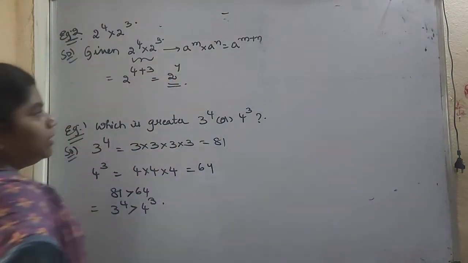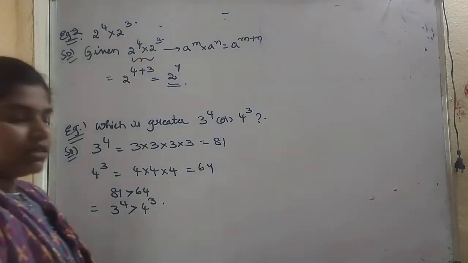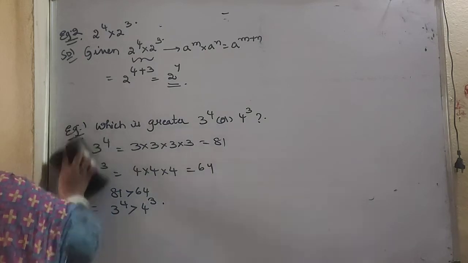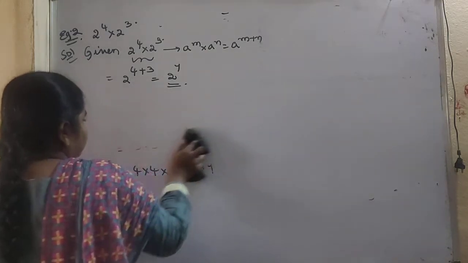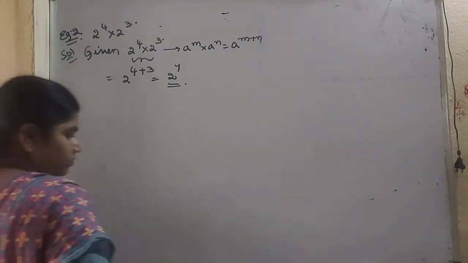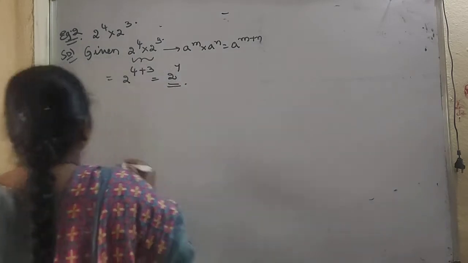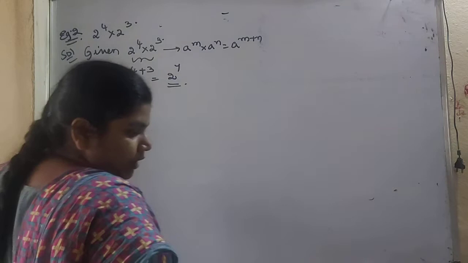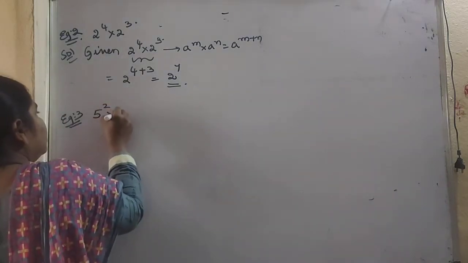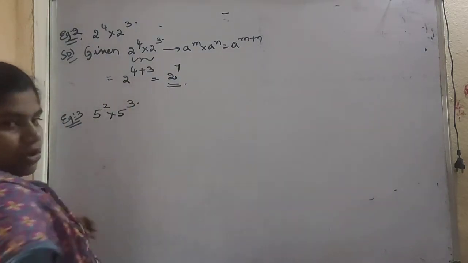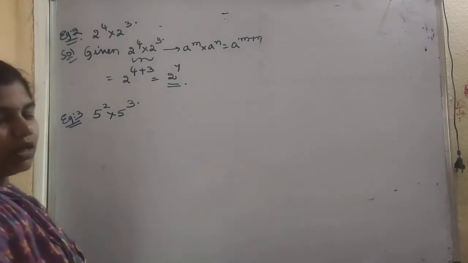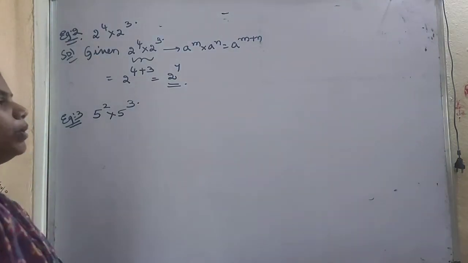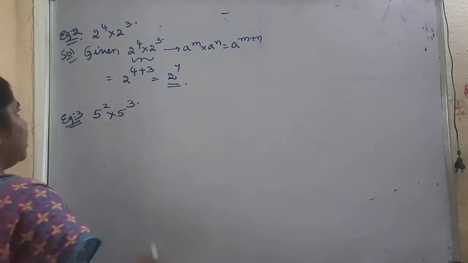So what is the answer here? 2 power 7 is our answer. So this is example number 2. Next is example 3. That is 5 square into 5 cube. So again we have to apply the same law of exponents, that is the first law: a power m into a power n is equal to a power m plus n.